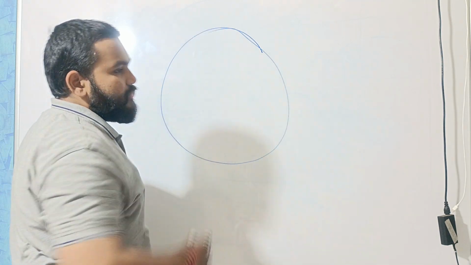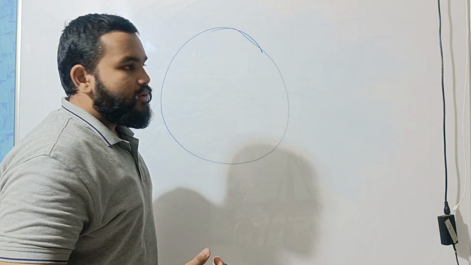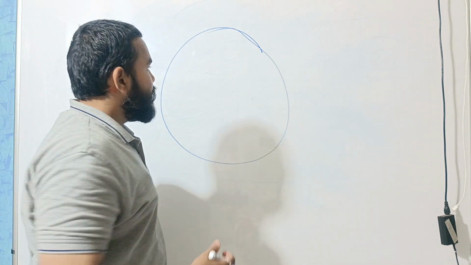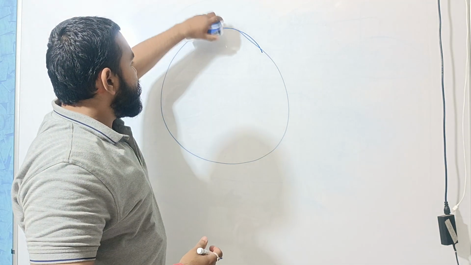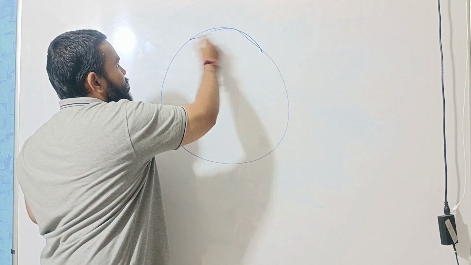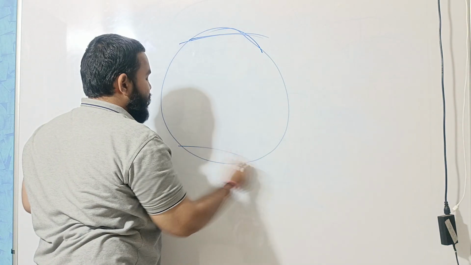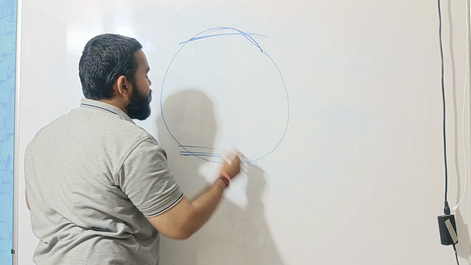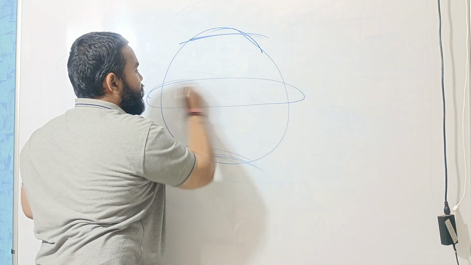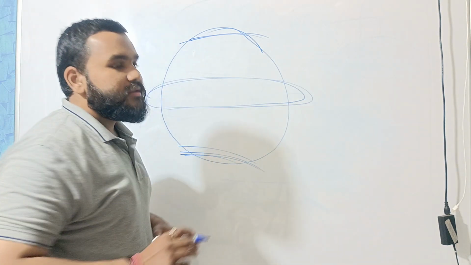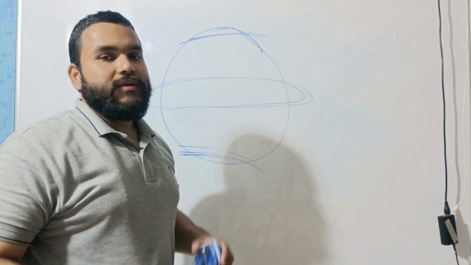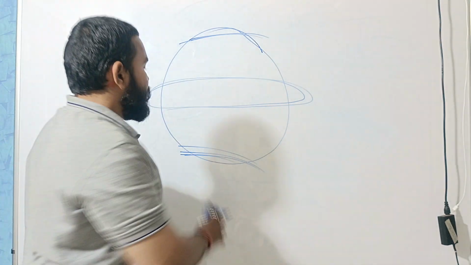So this is our spheroid, bulkier at the equator and somewhat flattened at the poles. Likewise, flattened at the pole, and here it is bulky. That is the shape of our earth where we are living.